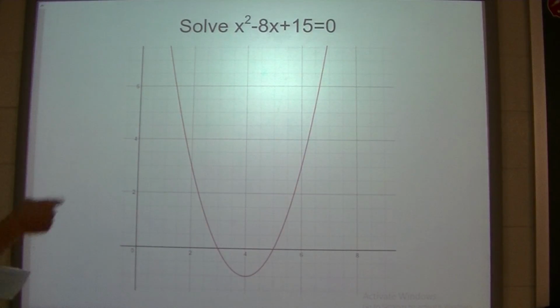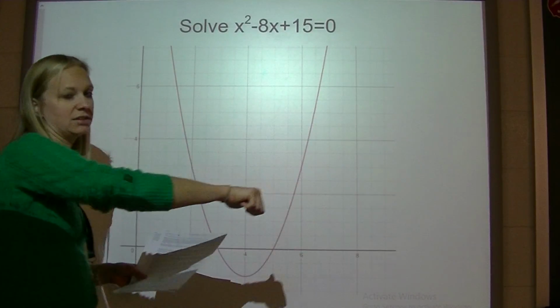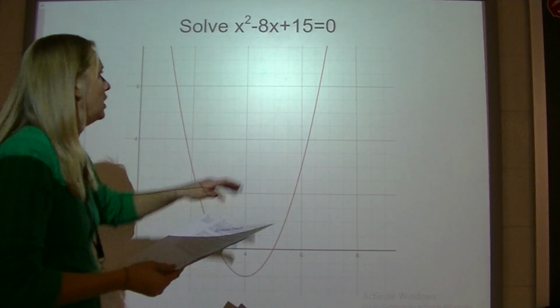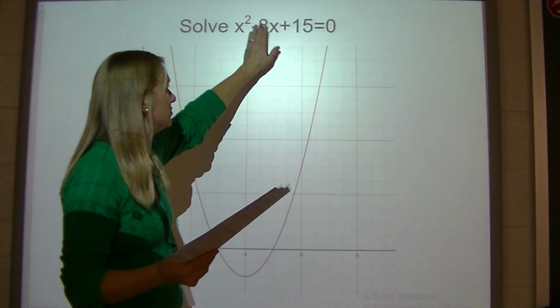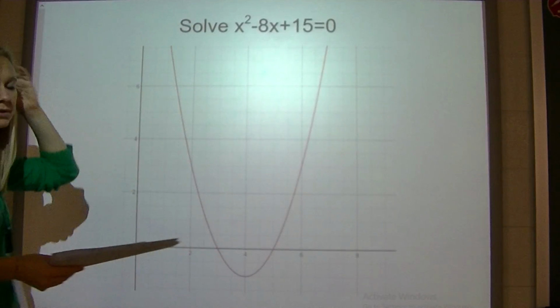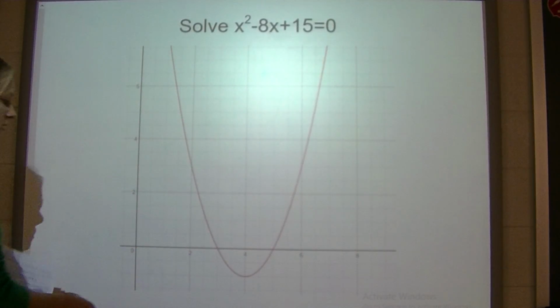But this problem we could not solve by taking square roots, because yes, if we subtract 15 from both sides and take square roots, we would only get rid of this. We'd have a really nasty radical here, so we don't want to do that. So we can't solve it by square roots. We could probably solve it by factoring.